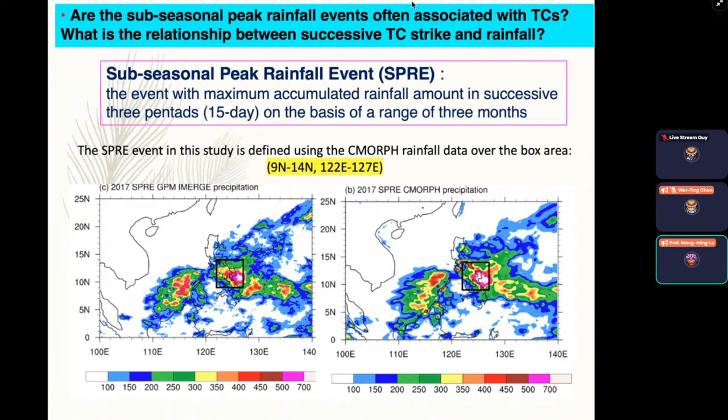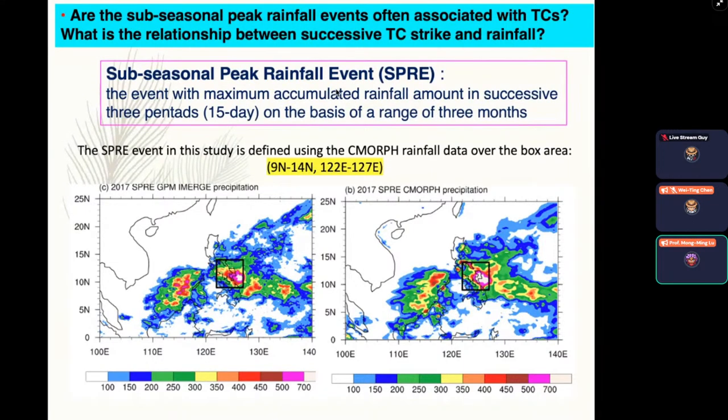For the case we analyzed in this study, the box shows that this is the SPRE. But the SPRE, the extreme event, is region dependent. So we need to define what region we want to study. For the 2017 case, you can see that the maximum rainfall occurred over the eastern Philippines, centered around 10 north. So we pick 9 north to 14 north and 122 east to 127 east, this box, as our target area.